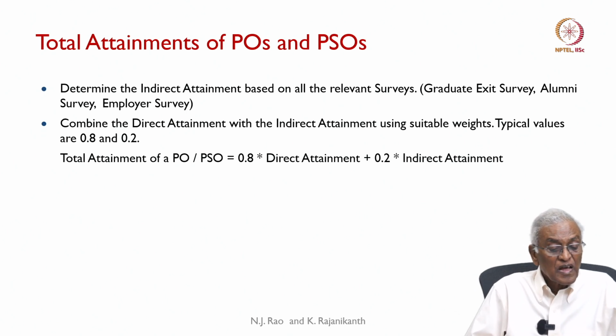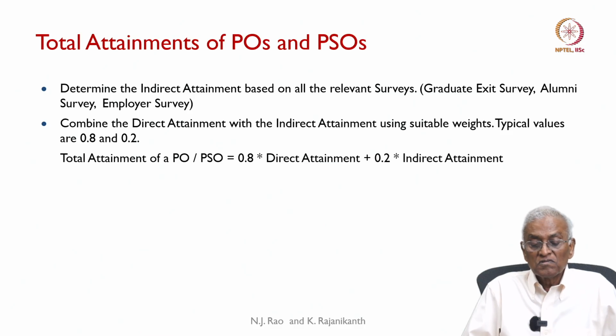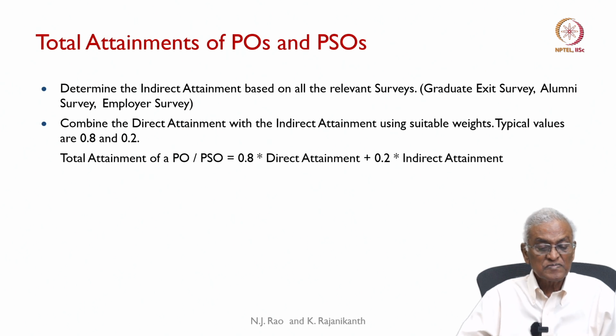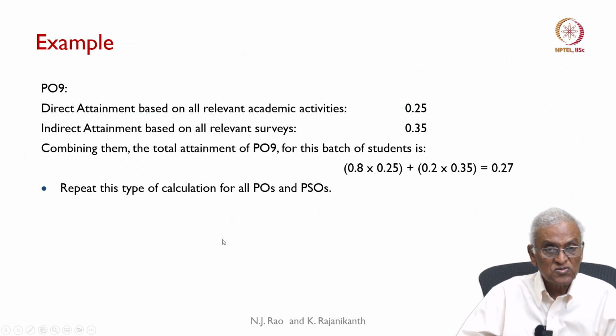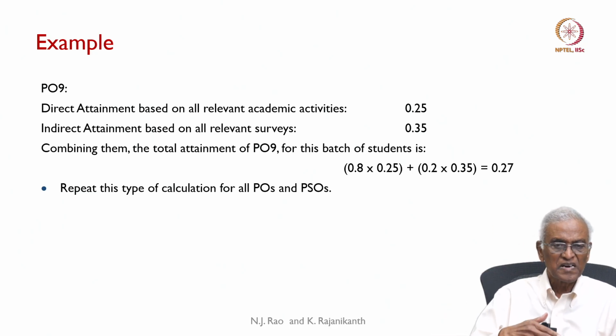Okay. Combine the direct attainment with the indirect attainment using suitable weights. Typical values are 80% for direct attainment computation and 20% for indirect attainment computation. The total attainment will be 0.8 of the direct attainment plus 0.2 multiplied by the indirect attainment. Okay. Now, because there can be 30 to 40 items in that, we'll show only one.